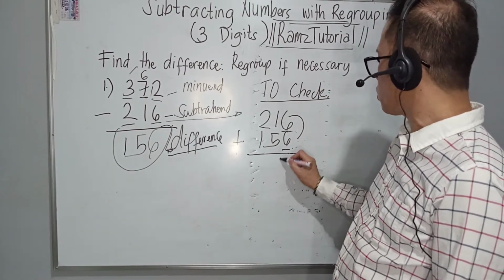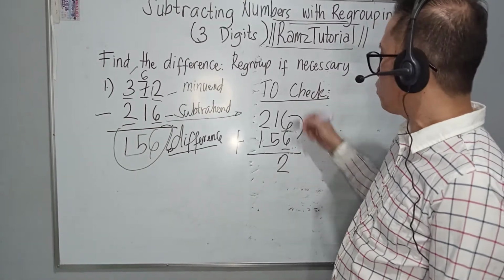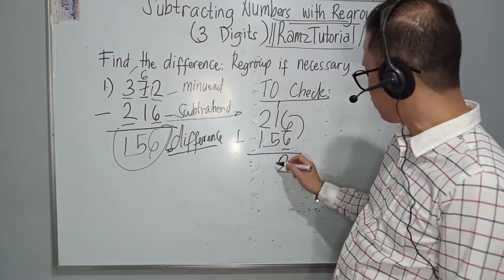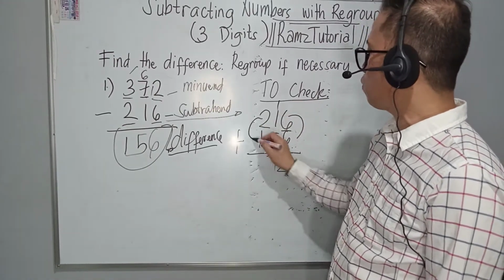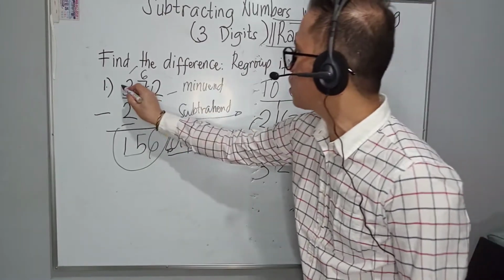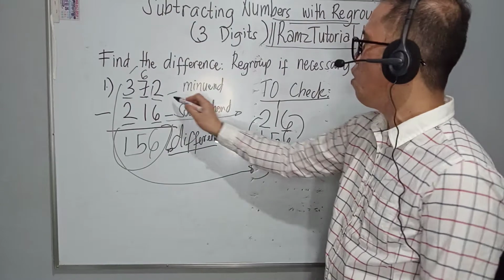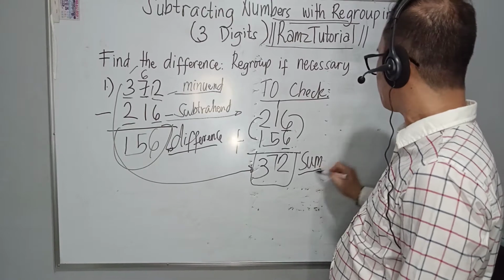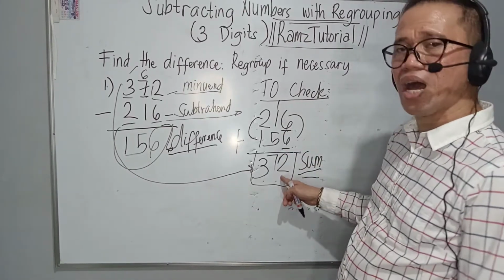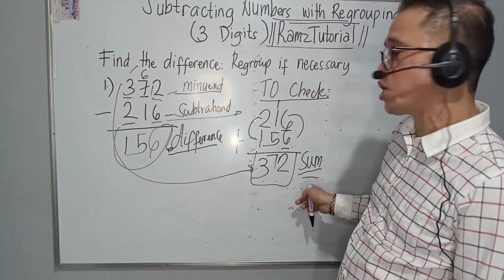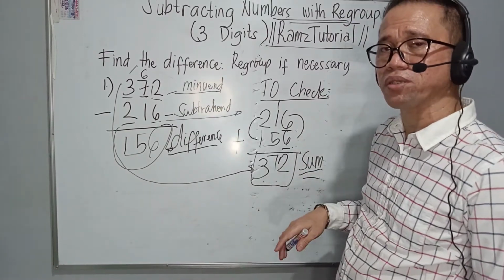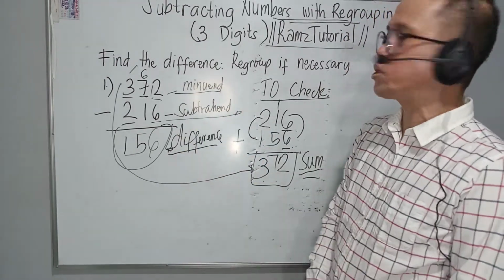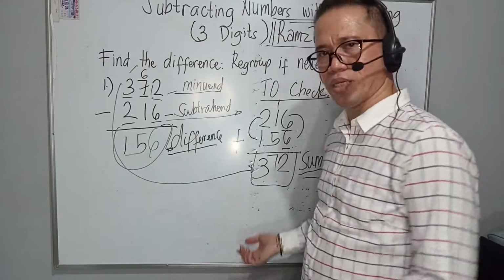6 plus 6, we're going to regroup, guys, because 6 plus 6 is 12. Regroup 1 above the next number. 1 plus 1 plus 5, we write here 7. Next, 2 plus 1, we have 3, which is the same as our minuend and the same as our sum. In addition, guys, this answer is what we call the sum. We have here the addends, the given numbers. That's how we're going to answer problem number 1, 372 minus 216.